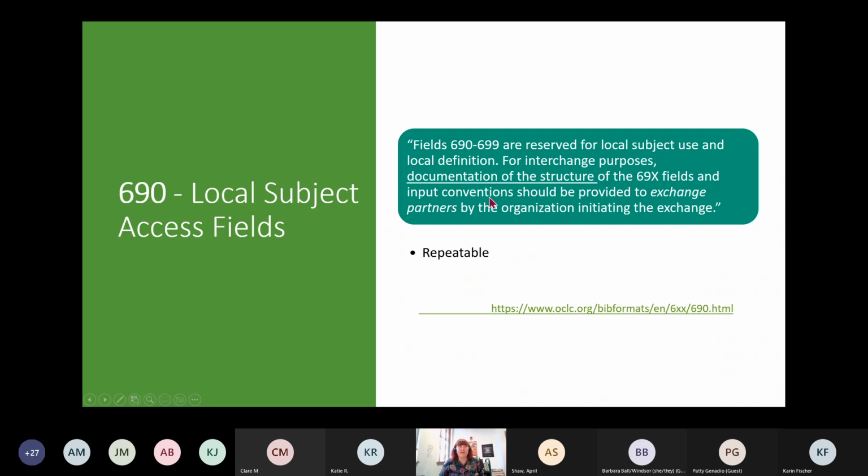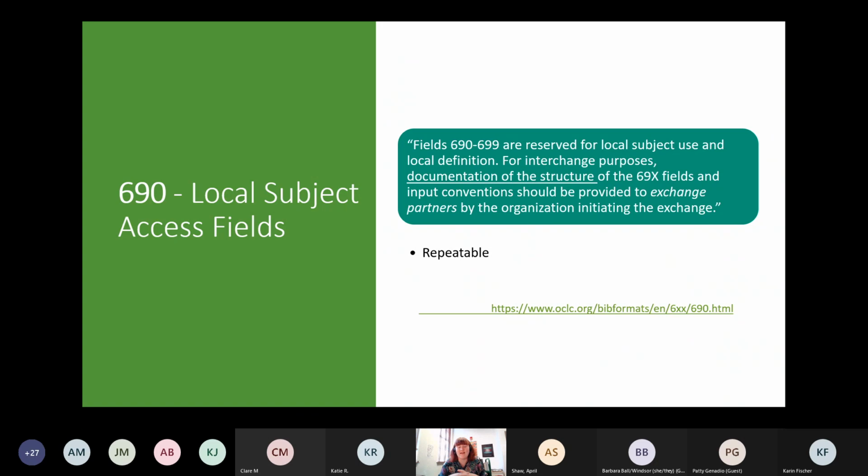The big kicker, if you were to use this, I would not advocate for using this if you are in a shared catalog, because for interchange purposes, documentation of the structure should be provided to exchange partners by the organization initiating the exchange. So basically, don't be making your own rules if you're in a shared catalog.